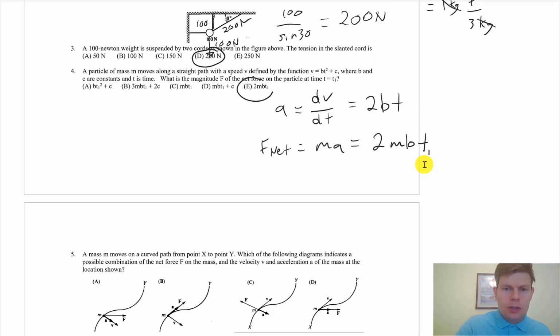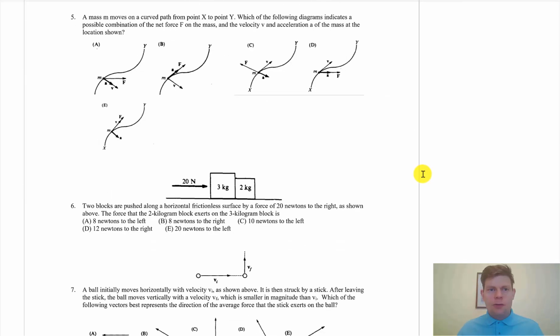Then for 5, we've got to figure out which of these are realistic ways for a particle to have its instantaneous velocity, acceleration, and net force. Now, this isn't that bad. Things to note: your velocity is always tangent to your path. If you didn't have any force or acceleration, the object would just keep going in a straight line, and tangent to the path is what would be straight if you just let it free at that point.